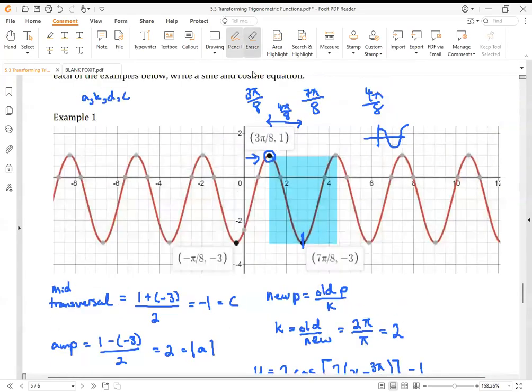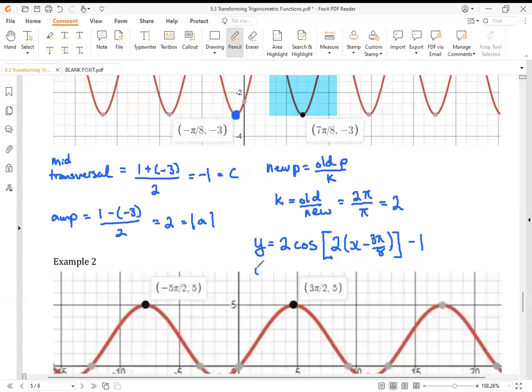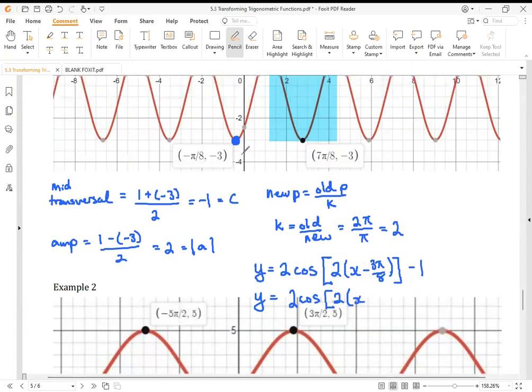Let's say you went the path less trodden, and you said, can I pretend my cosine curve starts at a minimum over there? Well, absolutely. What would that look like? Well, your y value is there. I have a cosine, and the amplitude is 2. My k value is still 2, and I move to the left, in other words negative pi over 8, so my d would look like a positive pi over 8 minus 1.